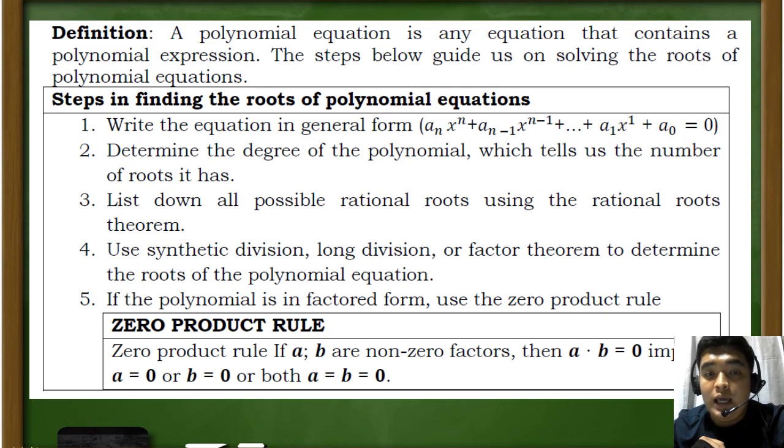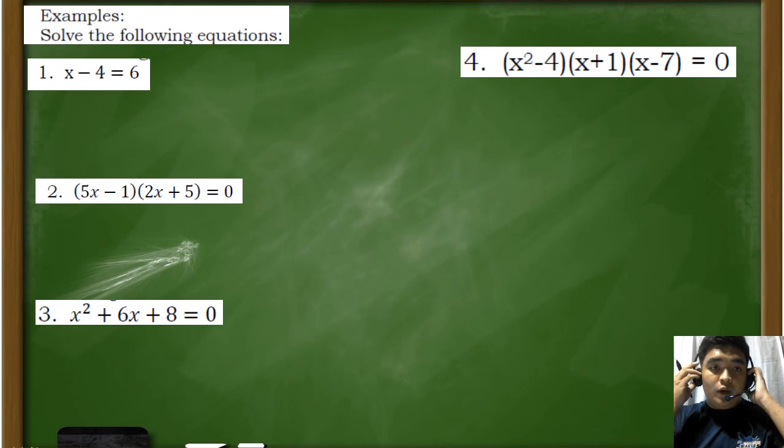The zero product rule: if A and B are non-zero factors, then A times B equals 0 implies that A equals 0, or B equals 0, or both A and B equal 0. Again, we will use synthetic division for this module. Okay? Now, our following equations.